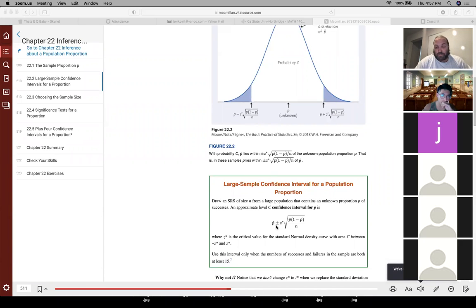Anyway, so p hat plus or minus z star times the square root of p hat times 1 minus p hat over n. Use it only when the number of successes and failures are at least 15.